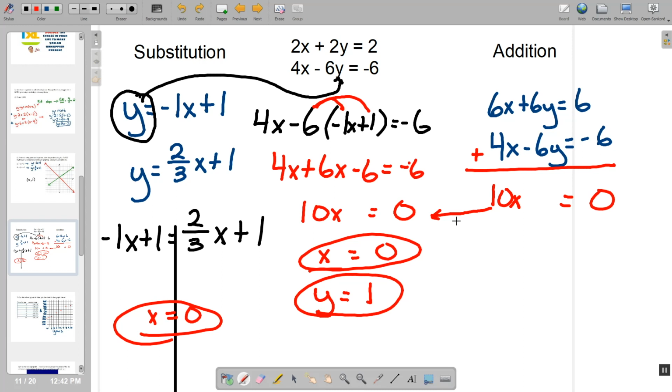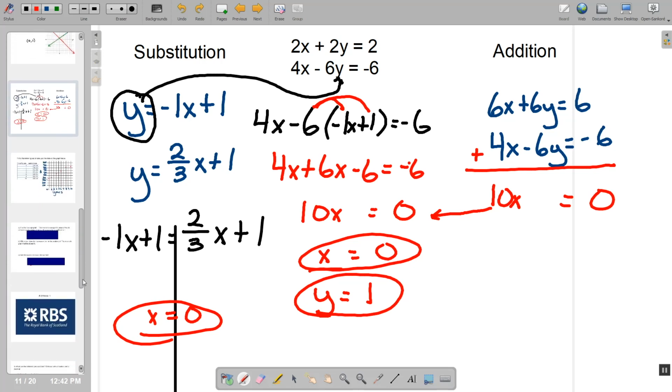I'm making you do all three methods because the CLEP test will require all three methods at some point, but it will never require them in the same problem, so it will not take as long as what we just did.